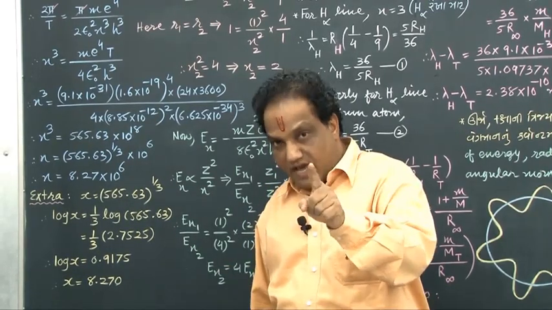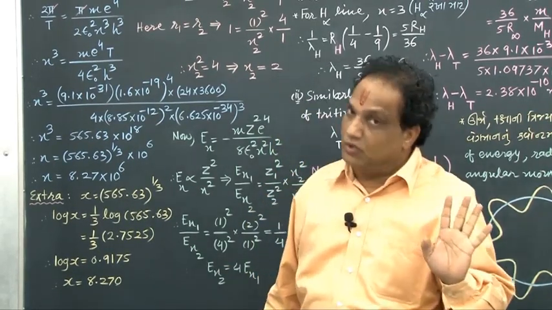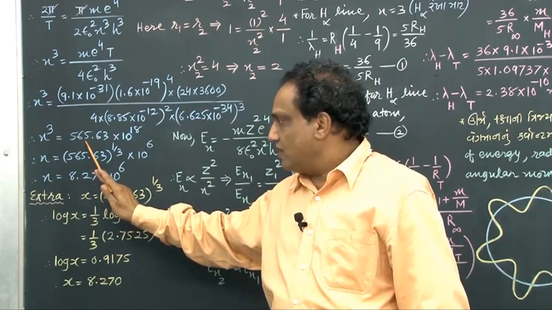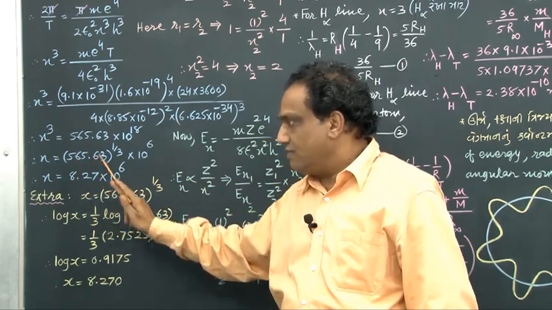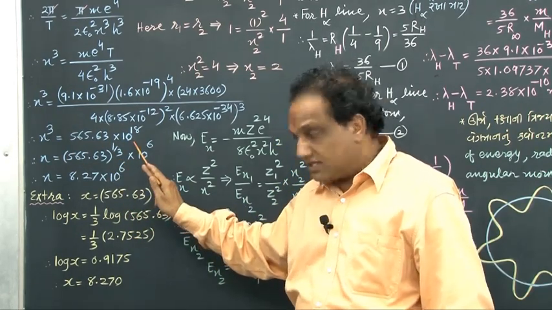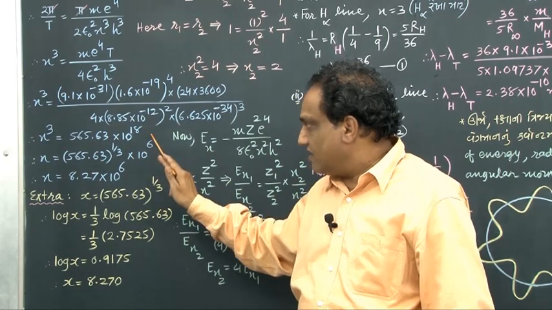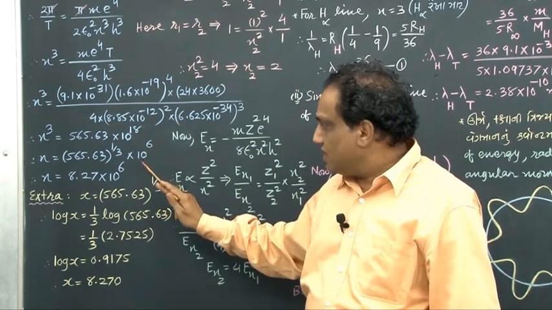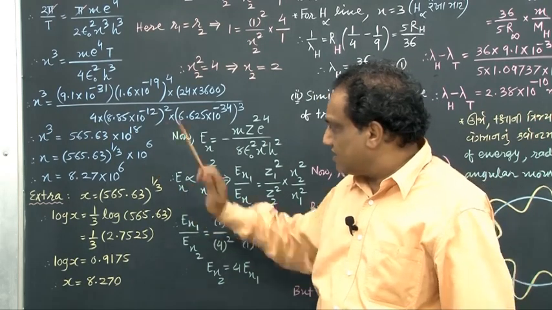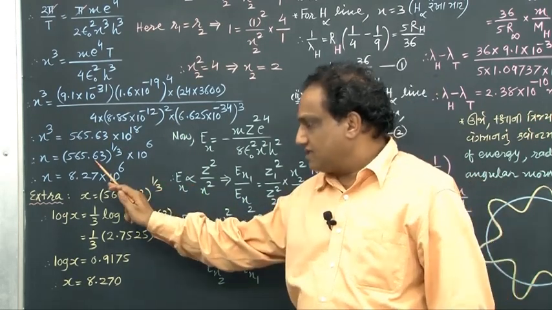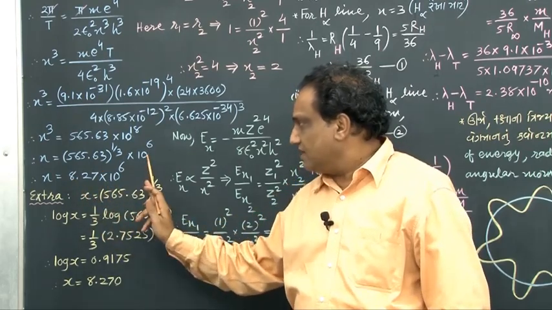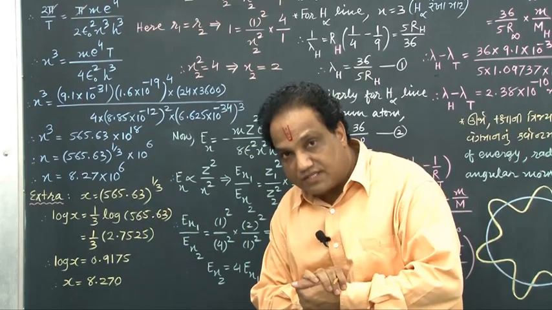We want only n, so we should take cube root on both the sides. When you take cube root here, it will be n. When you take cube root here, 565.63, put it in bracket, all raised to 1 by 3. And when you take cube root of this, you are supposed to take raised to 1 by 3. 3 6s are 18. So here it is 10 raised to 6. Cube root of 10 raised to 18 is 10 raised to 6. And now cube root of this, from log table you will get the answer 8.27. This 10 raised to 6 as it is, correct?